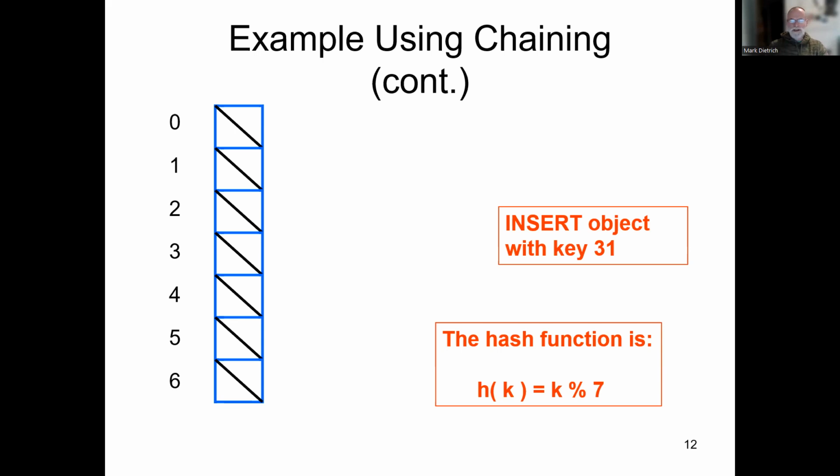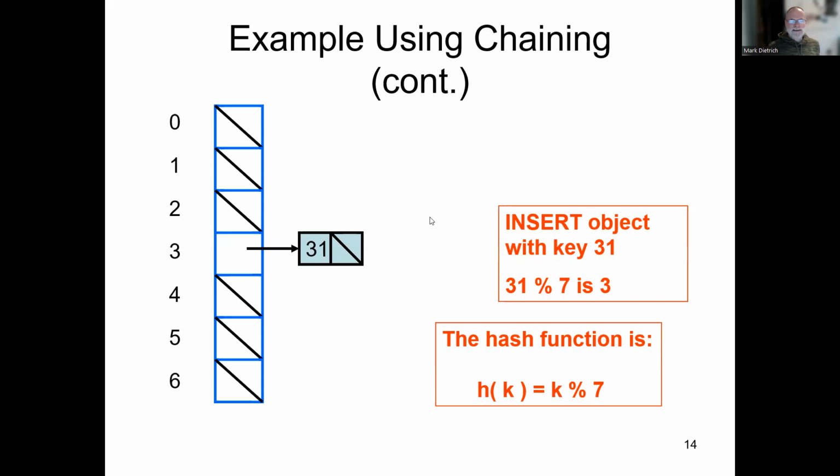So here, let's start with trying to insert the value 31. So the key 31 modded by 7, that's going to give us a 3. So we're going to pop this 31 key into the 3 bucket right there, and let's visualize it as a linked list. And there's the first element in that list.